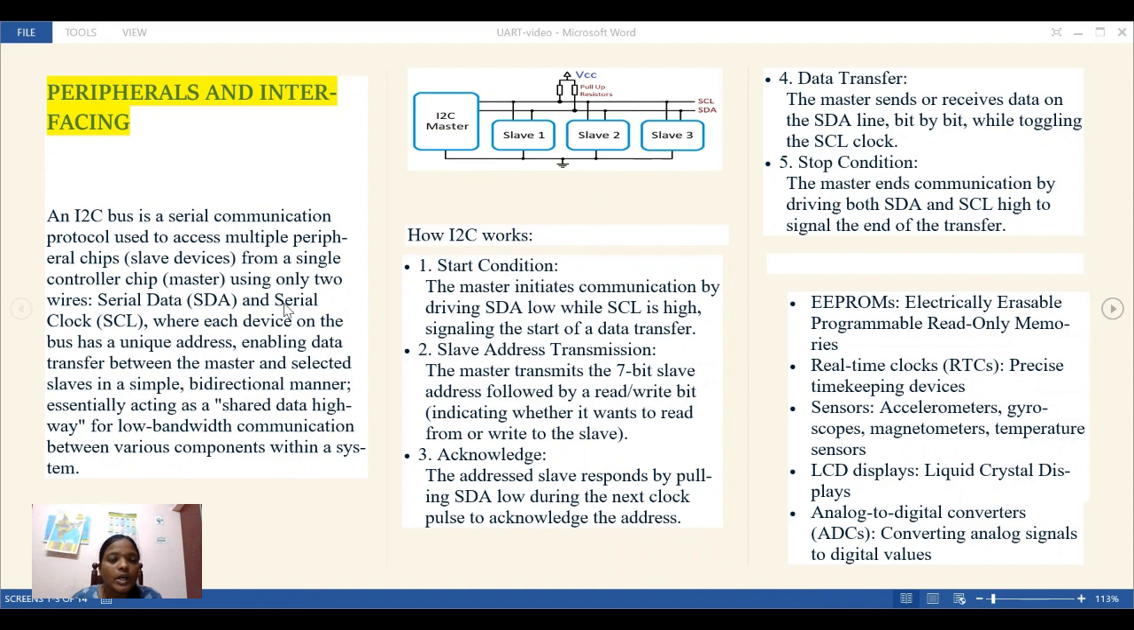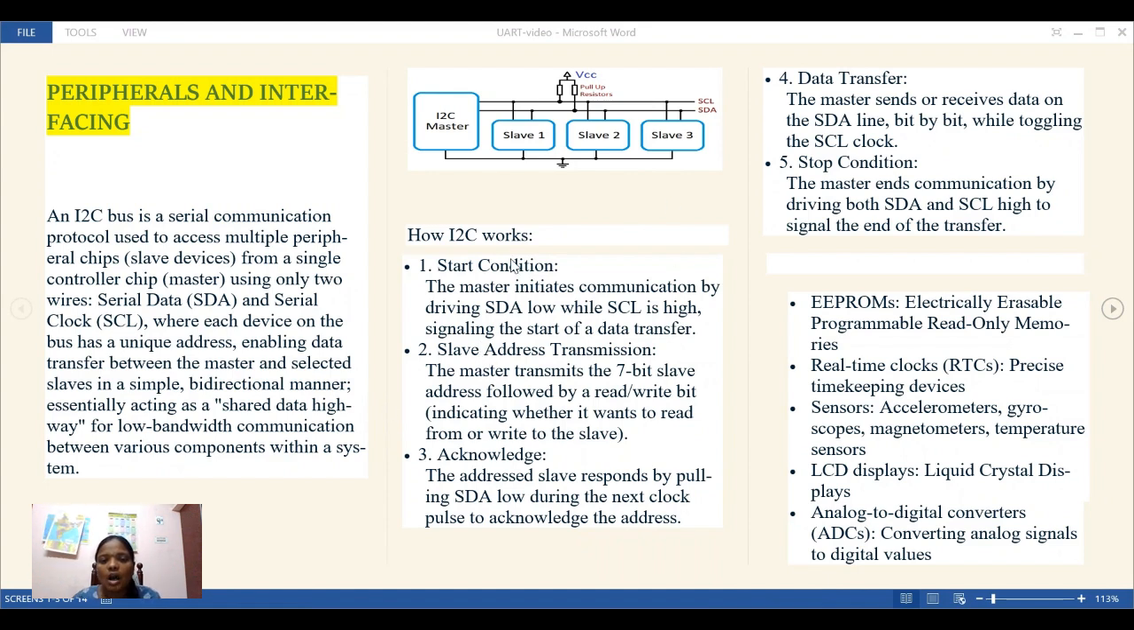By using two wires. One is SDA and another one is SCL. SDA is serial data, and SCL is serial clock. Each device has a unique address, which enables the data transfer between the master and the slave which the master selects. The data transfer will be bidirectional. It essentially acts as a shared data highway for low bandwidth communication within a system.